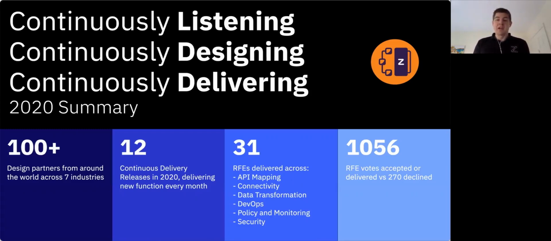So last year, coming to the end of 2021, so hopefully in a few months I'll be able to give you a 2021 summary. But for now, 2020 summary, we did our 12 continuous delivery releases. We covered 31 RFEs, and we made action decisions, accepting or delivering RFEs that covered just over 1,000 votes versus, sadly, we can't say yes to everything, almost 300 that we had to decline. But hopefully you can see that we're actioning in line with the majority of what the market needs.